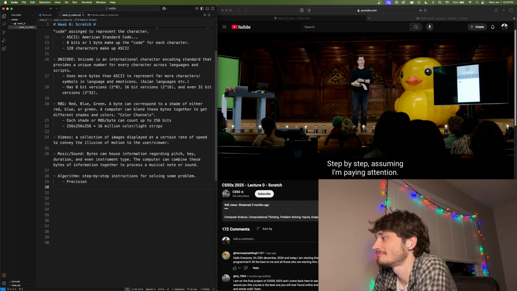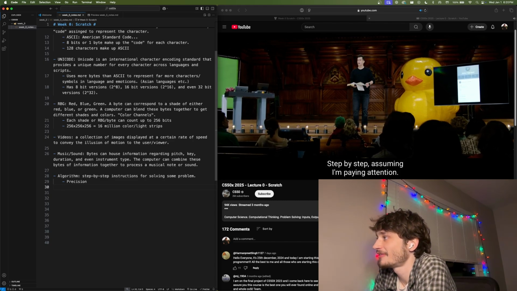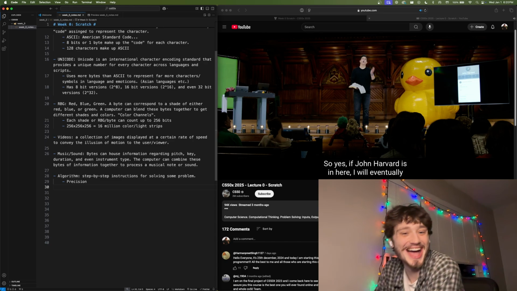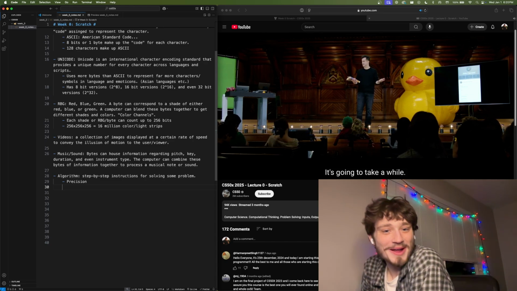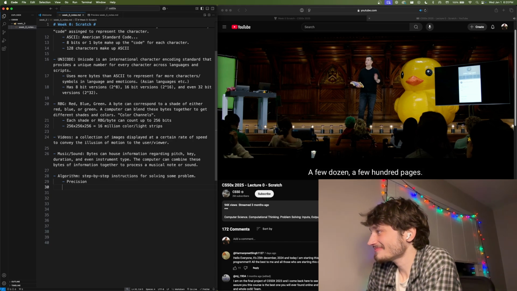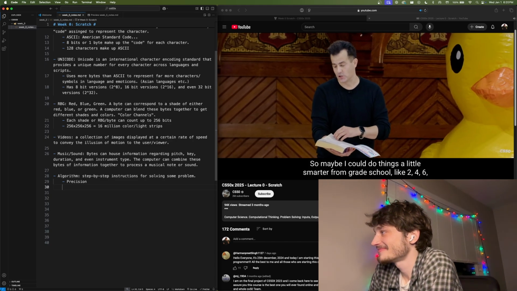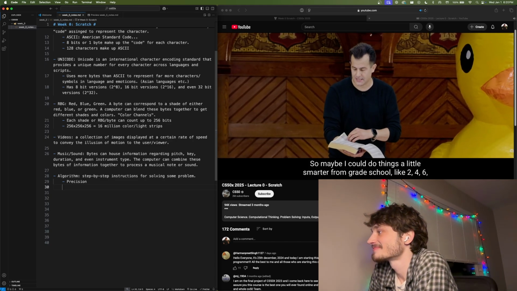Sure. Step by step, assuming I'm paying attention, right? So yes, it runs in O of n time. If John Harvard is in here, I will eventually find him once I get to the J section. Now, this is a little tedious. Right, you have to flip page by page, and it's going to take a while, a few dozen, a few hundred pages. So maybe I could do things a little smarter from grade school, like 2, 4, 6, 8, 10, 12, 14, 16, and so forth, going twice as fast.